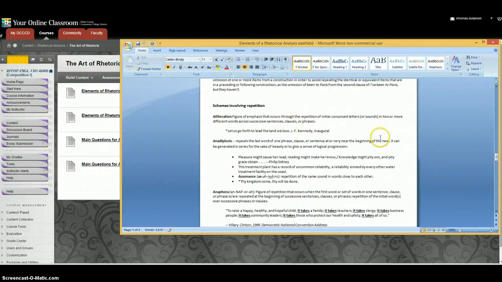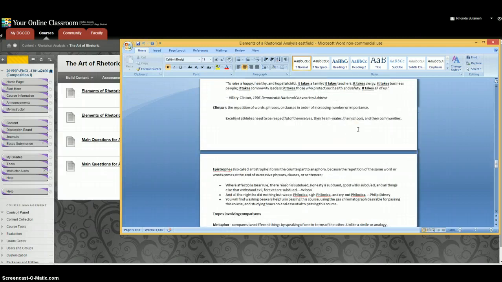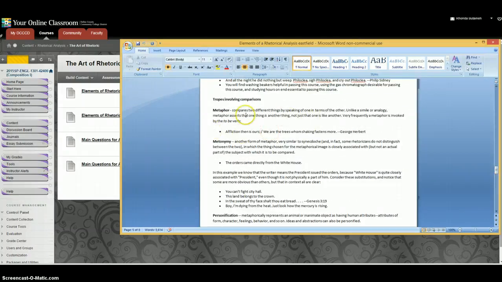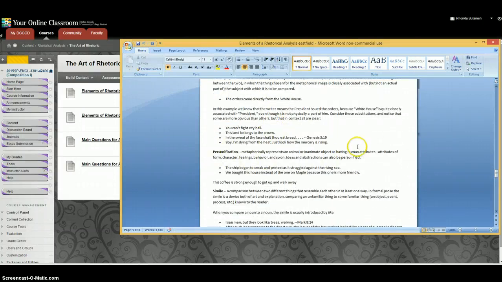There's alliteration, which is a repetition of a consonant sound. Like in this example, "let us go forth to lead the land we love." You have that L sound repeated. And metaphor, there's the terms here and an example in personification. Similarly, so you may want to just review this quickly or look at the video that is in the poetry analysis folder.